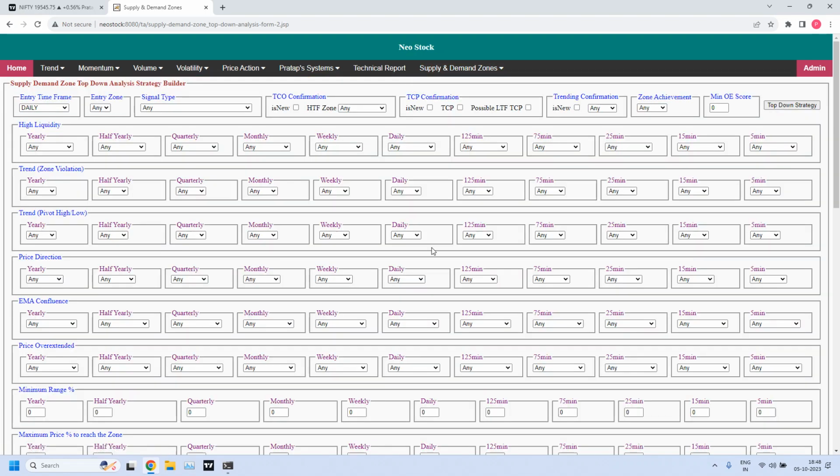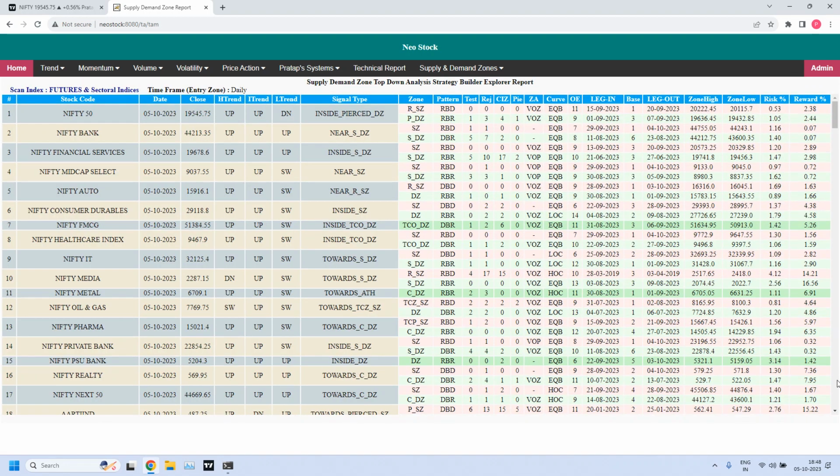Now let me generate demand and supply zones for all the 201 stocks for our further reference. Entry time frame daily. Without setting any filters, I generated demand and supply zones for all these stocks. Always focus on the zone column if you want to look for high liquidity zones and look into the pierced zone to check whether it is a pierced or valid zone.